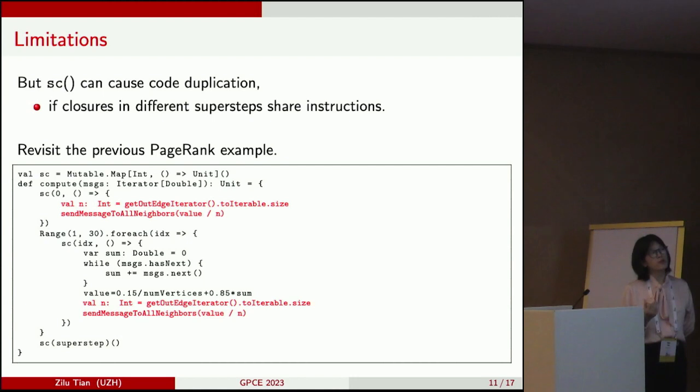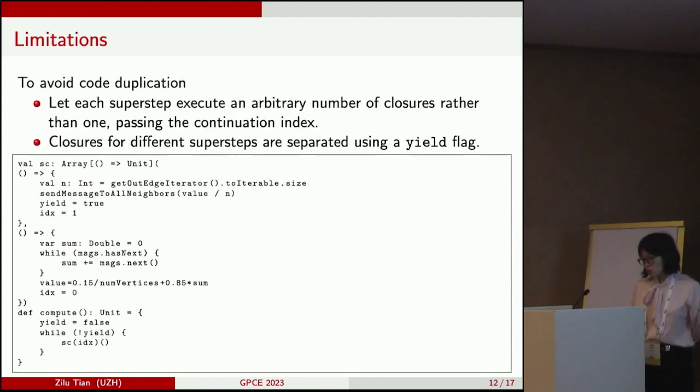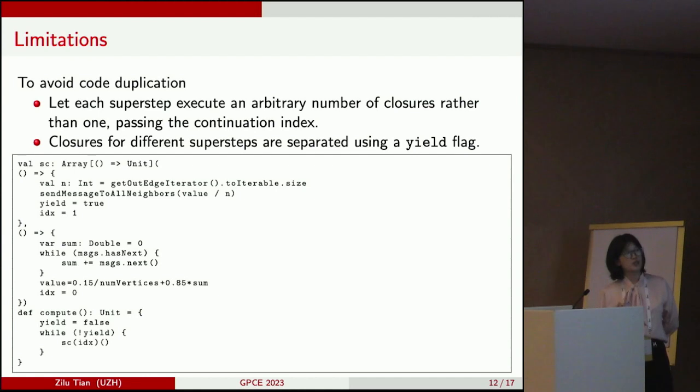So if we revisit the previous PageRank example and rewrite it using our newly introduced binding construct, we see that instructions highlighted in red are actually repeated in both the closure specified for superstep 0 and for later supersteps. And this duplication is not there in the original vertex-centric model, right? There, we have a conditional branch to check what the current superstep value is, but we didn't have to duplicate these instructions. So to avoid this, we let each superstep execute an arbitrary number of closures instead of a single one. And at the end of each such closure, we pass the continuation index.